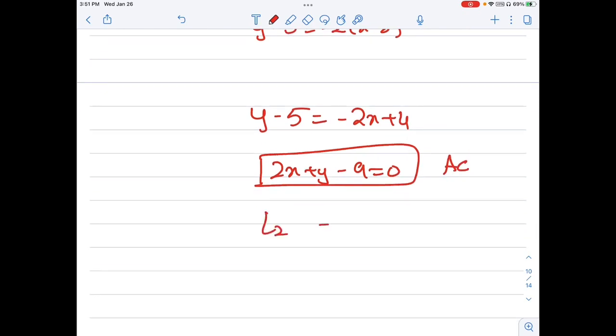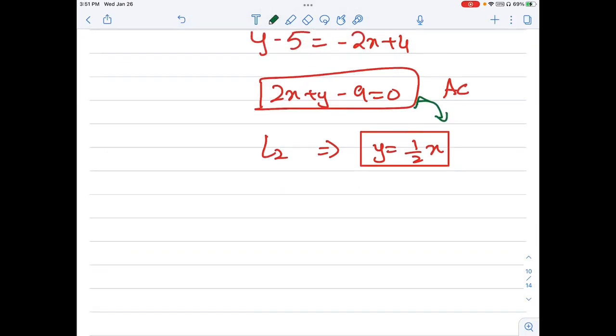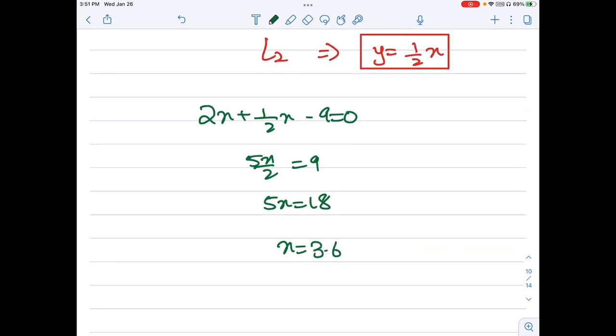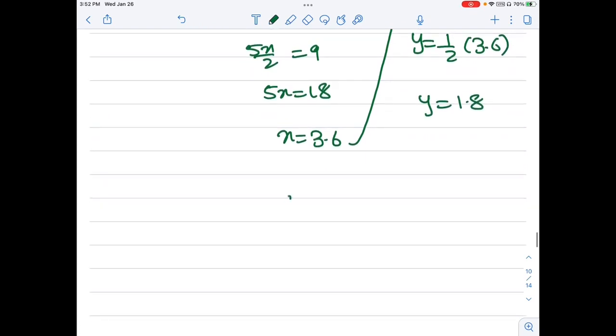And the L2 equation was y equal to half x. These two intersect at which point? They intersect at C. So I can do the simultaneous equations. 2x + y is nothing but 2x + half x - 9 equal to 0. So 5x upon 2 equals 9. 5x is equal to 18. x is equal to 3.6. Once x is equal to 3.6, plug in over there: 1 upon 2 times 3.6, y equals 1.8. So what are the coordinates of C? (3.6, 1.8).